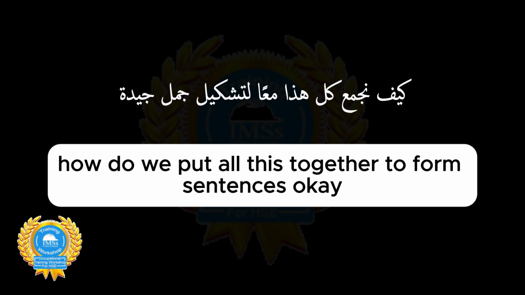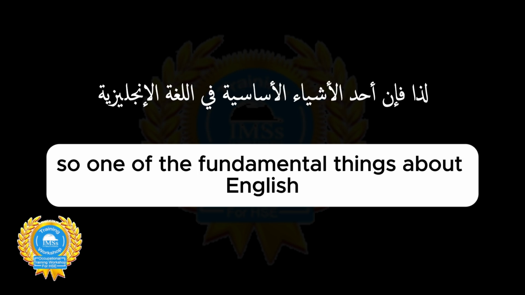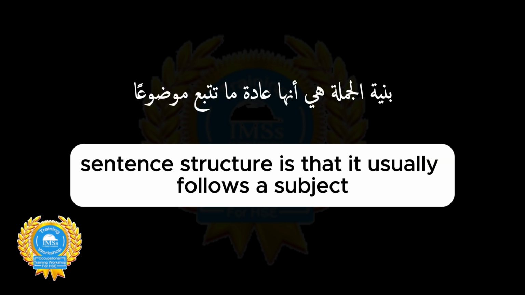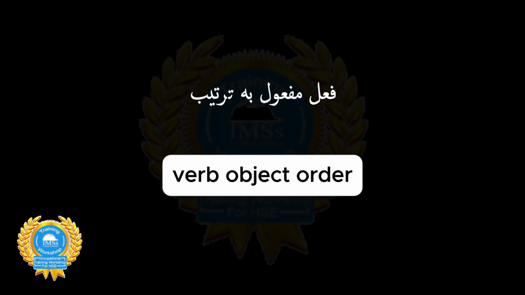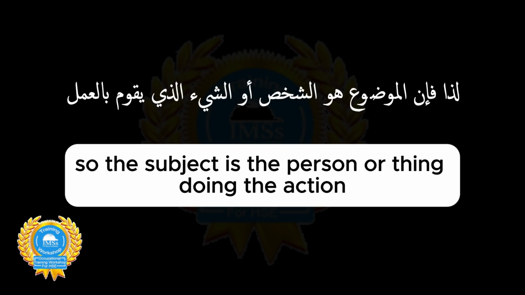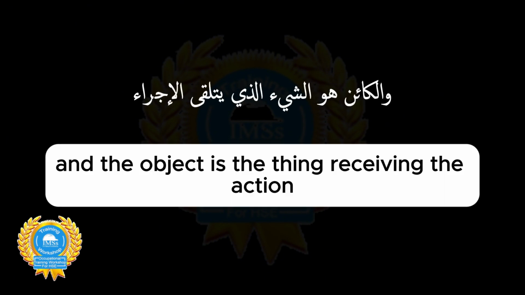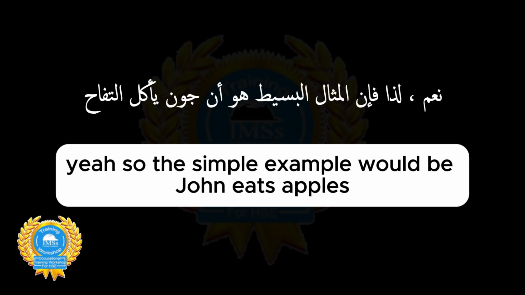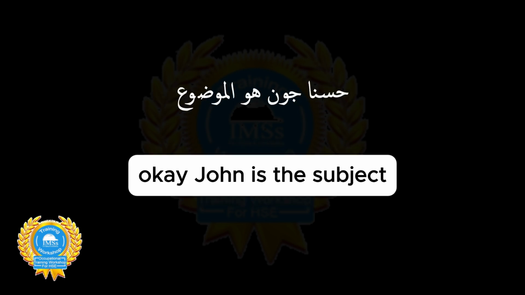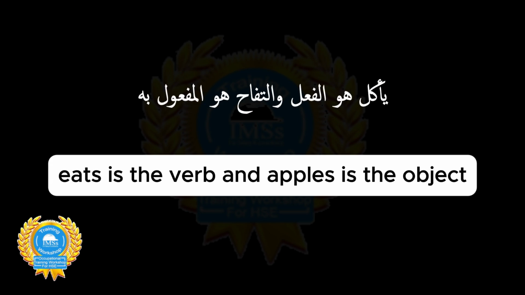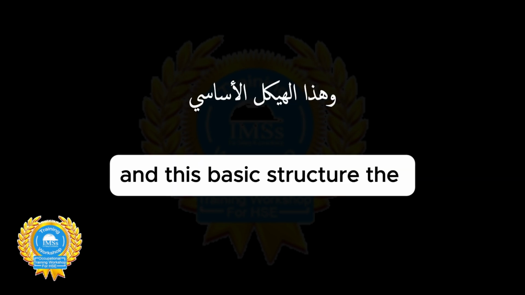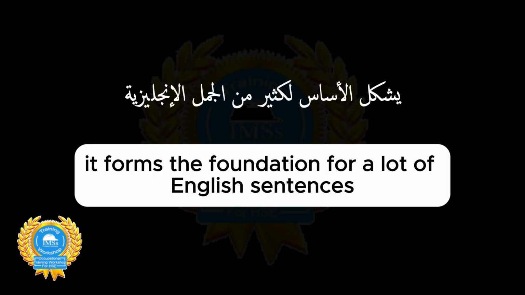Right. Okay, now how do we put all this together to form sentences? Okay, so one of the fundamental things about English sentence structure is that it usually follows a subject-verb-object order. Okay, so the subject is the person or thing doing the action. Right. The verb is the action itself, and the object is the thing receiving the action. Yeah, so a simple example would be John eats apples. Okay, John is the subject, eats is the verb, and apples is the object. Yeah, exactly. And this basic structure, the SVO, forms the foundation for a lot of English sentences.